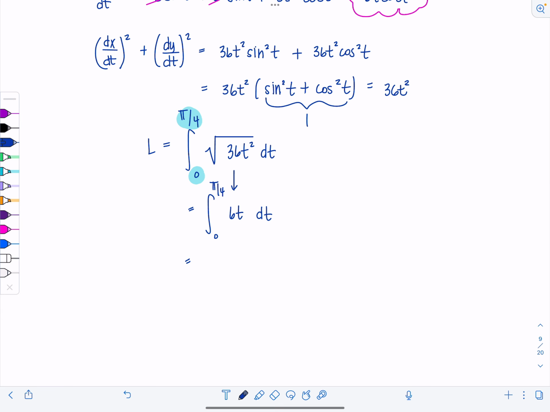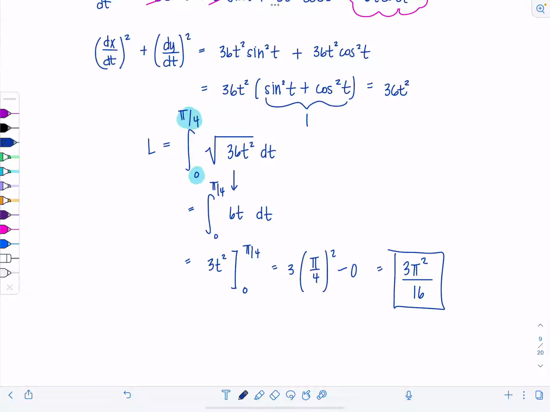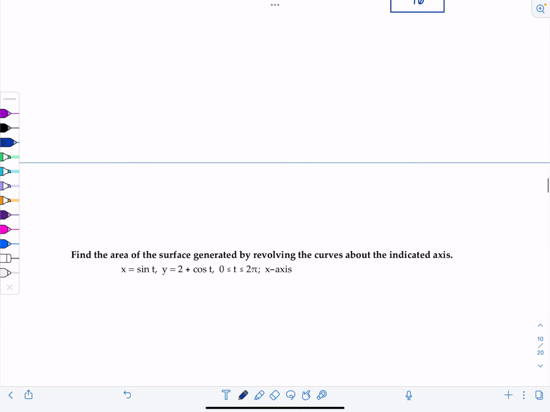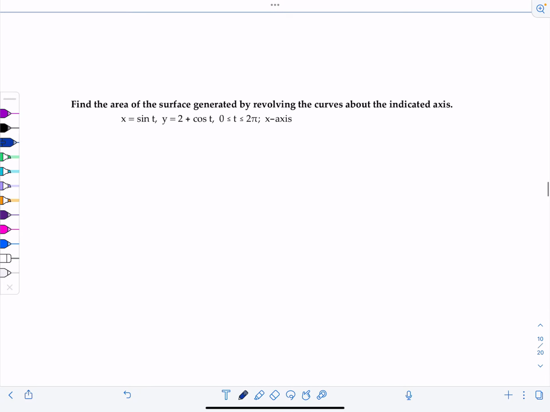Antiderivative of 6t is 3t squared, and we evaluate from 0 to pi over 4. So that's 3 times (pi over 4) squared minus 0, which is 3 pi squared over 16. Okay, good. Did you like that problem? I love parametric arc length problems. They're so lovely. I got one more for you, surface area.